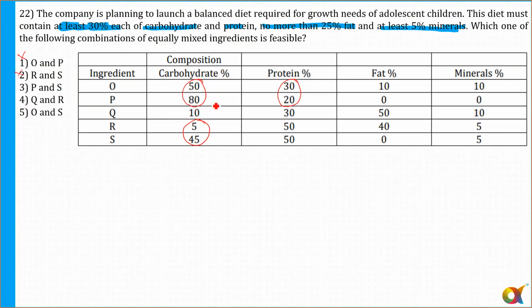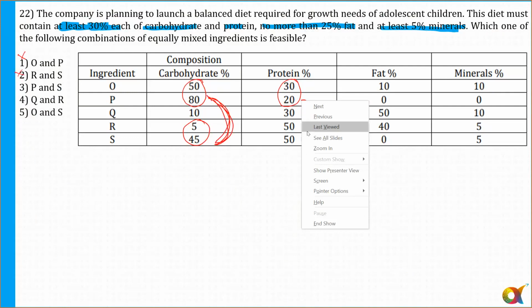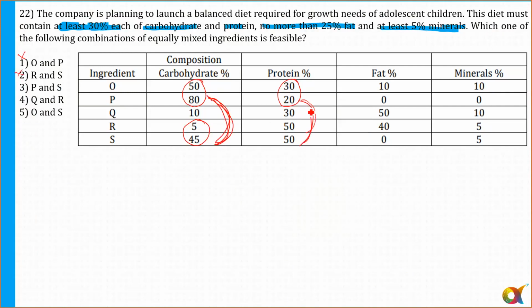Now option P and S. So P and S, that is 80 and 45. Both of them are more than 30, so overall also it is going to be more than 30. For proteins, that is 20 and 50, so 30 is definitely possible as a minimum. Here, fat is 0 and 0, so no more than 25% is also possible. Minerals, at least 5. So 0 plus 5 by 2, that is 2.5. So minerals is not satisfied here. So option number 3 is also rejected.